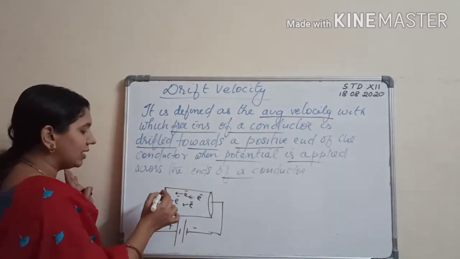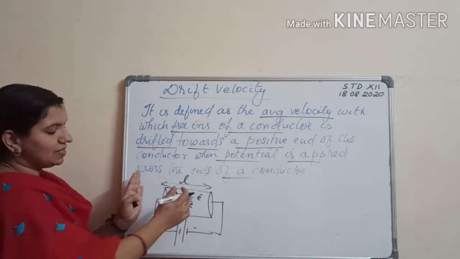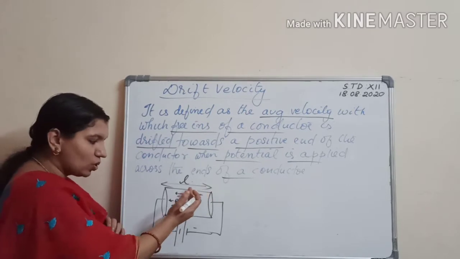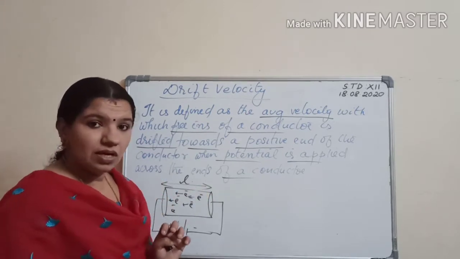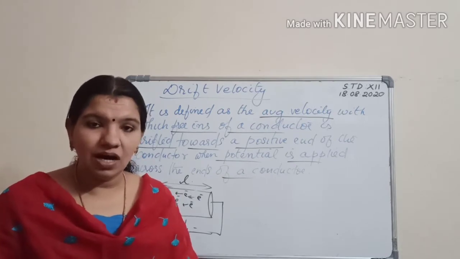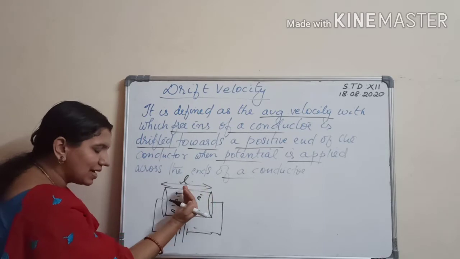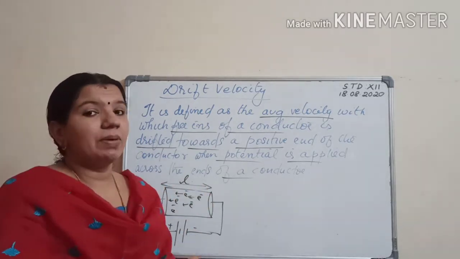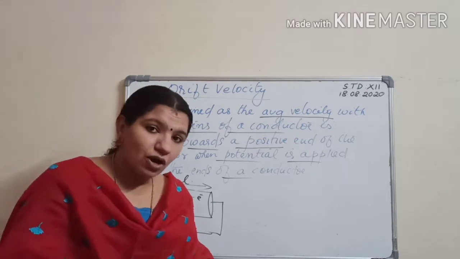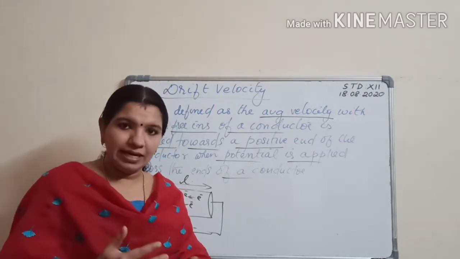For example, if you take a particular distance L of this metallic conductor, the electrons have to cross this distance in a particular time interval. Distance or displacement by time is the velocity. So the average velocity with which the free electrons align themselves and drift. Why did they drift? Because of the force. How did they get the force? Because of the external electric field applied.